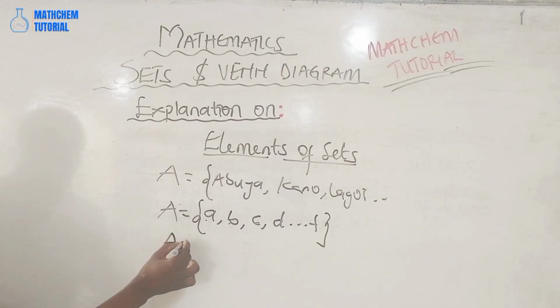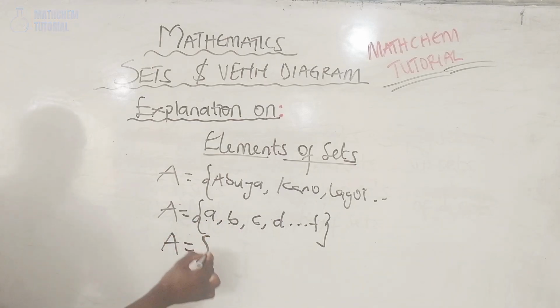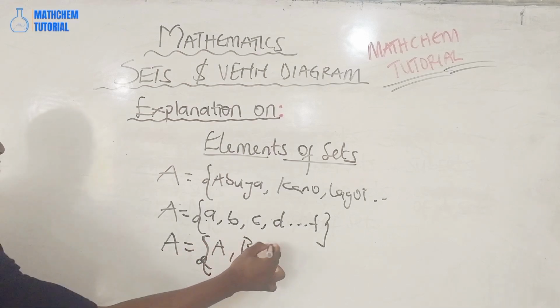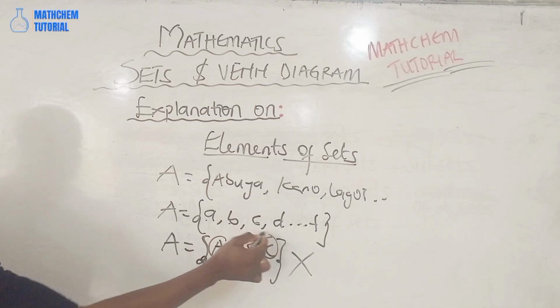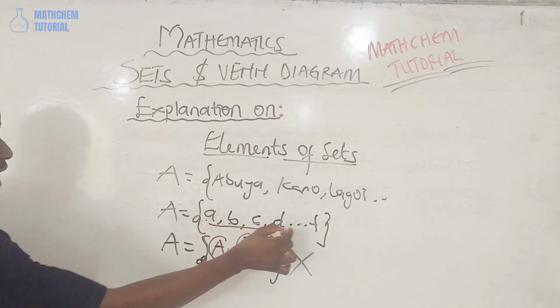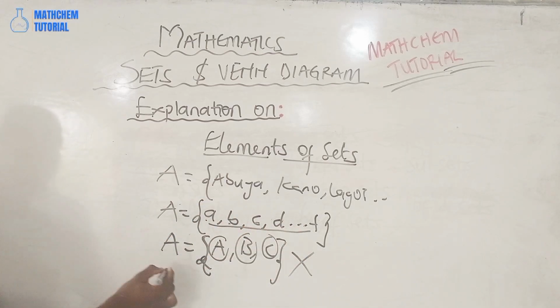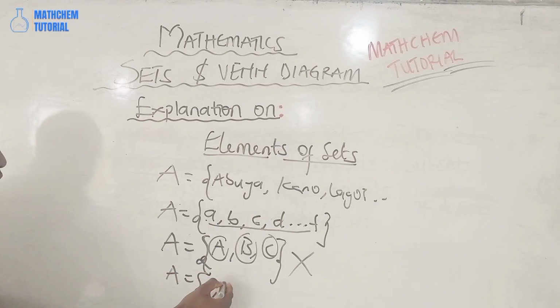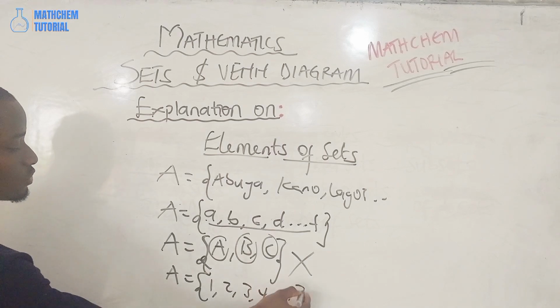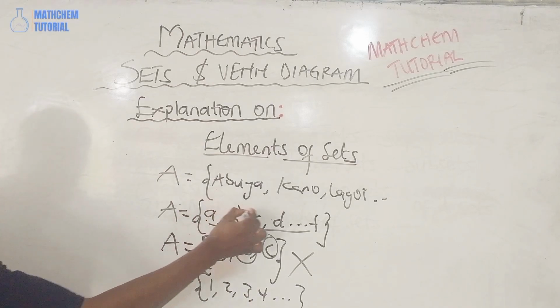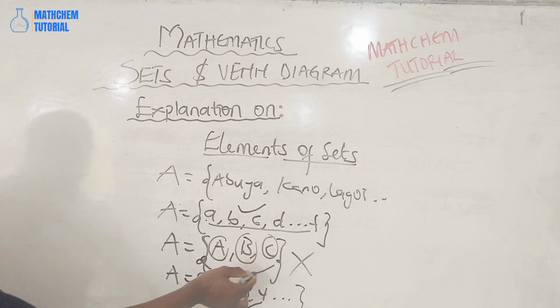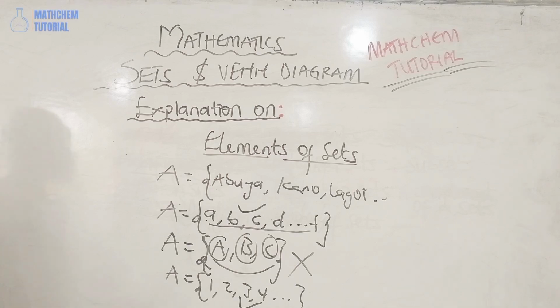It cannot be written like this: after writing set A, they should not write capital A, B, C here. This cannot be possible, because these elements have to be written as small letters. They can also give you the elements of a set in figures, such as 1, 2, 3, 4, and so on. So anything you write inside the curly bracket represents an element of the set, which can be either a small letter or a figure. It cannot be a capital letter. So that is what we call an element of a set.